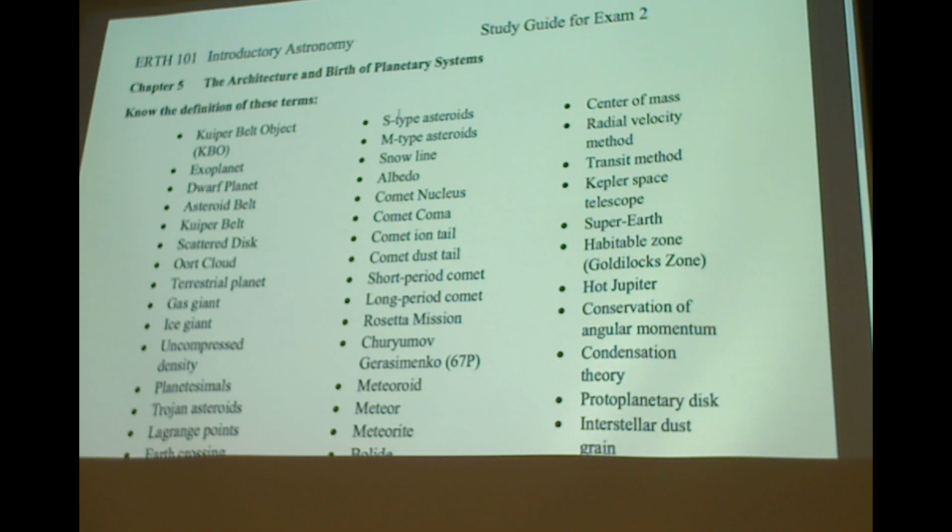What makes them a gas giant? What are they mostly made of? Hydrogen and helium. Okay, do they have a solid surface? They do not have a solid surface. What about the ice giants? Who are they? Uranus and Neptune, those two.